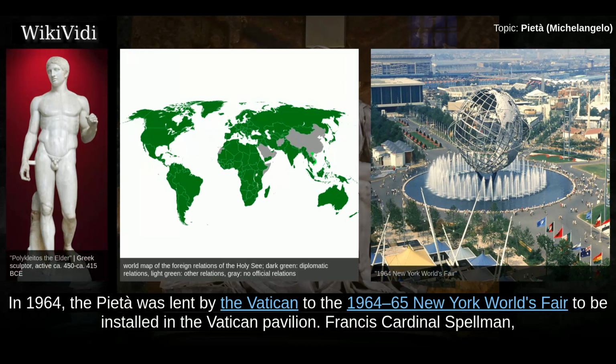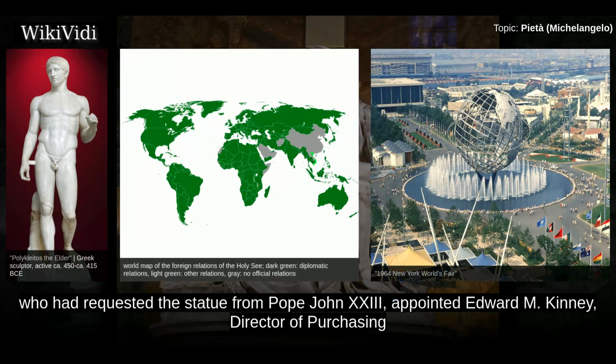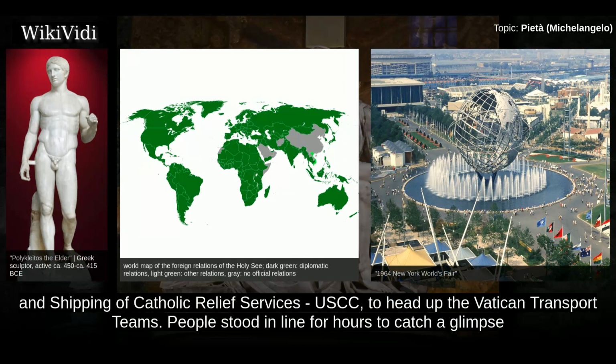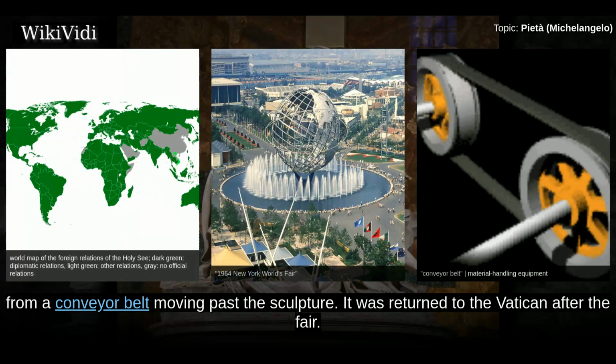In 1964, the Pieta was lent by the Vatican to the 1964-65 New York World's Fair to be installed in the Vatican Pavilion. Francis Cardinal Spellman, who had requested the statue from Pope John XXIII, appointed Edward M. Kilney, Director of Purchasing and Shipping of Catholic Relief Services USCC, to head up the Vatican transport teams. People stood in line for hours to catch a glimpse from a conveyor belt moving past the sculpture. It was returned to the Vatican after the fair.